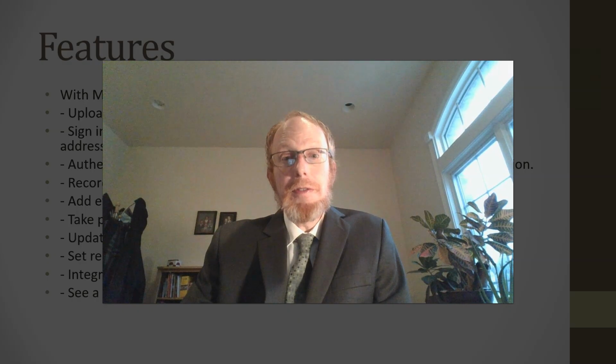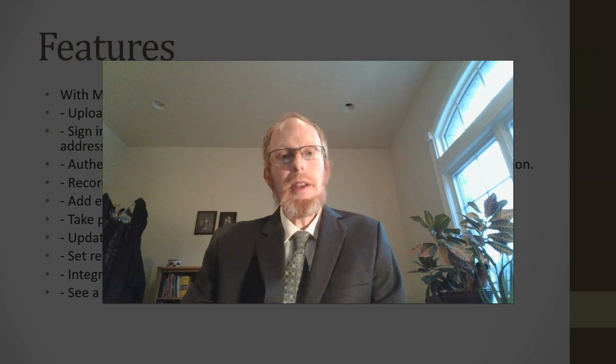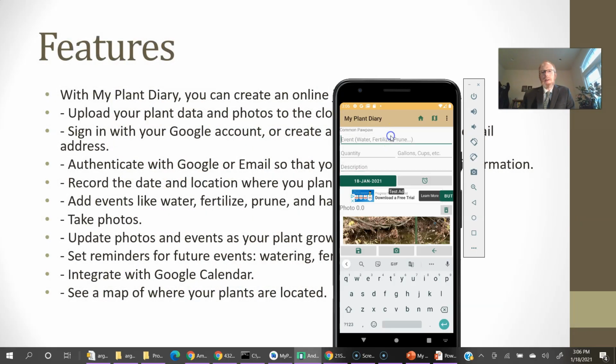Set reminders for future events, watering, fertilizing, transplanting, or really anything that you'd like to do. Here on the event screen, we can really put any type of event that we want. One thing I like to do with my canine around March is look at my pawpaws and look at the flowers and try to get an idea of who's going to bloom and who might fruit. So that's kind of maybe an annual event. So what I could say is inspect flowers.